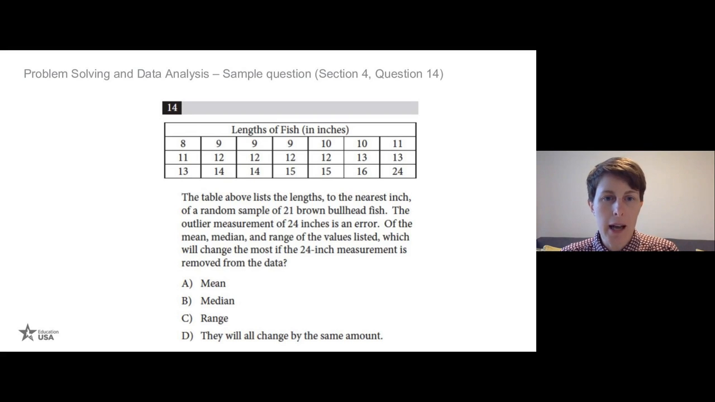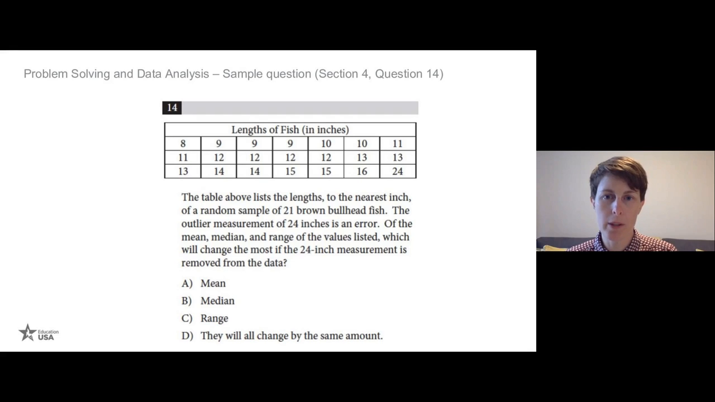Of the mean, median, and range of the values listed, which will change the most if the 24-inch measurement is removed from the data set? So, okay, if you had crossed it off, that's exactly what it asked you to do. Now you've got 20 fish with different measurements. Basically this question is asking you to understand the definitions of mean, median, and range. If you don't clearly understand the definitions of those things, you might not get this question right. The SAT does that a lot, basically saying we're testing you for understanding of these math concepts. If you're not comfortable with these, that's definitely something you should practice.